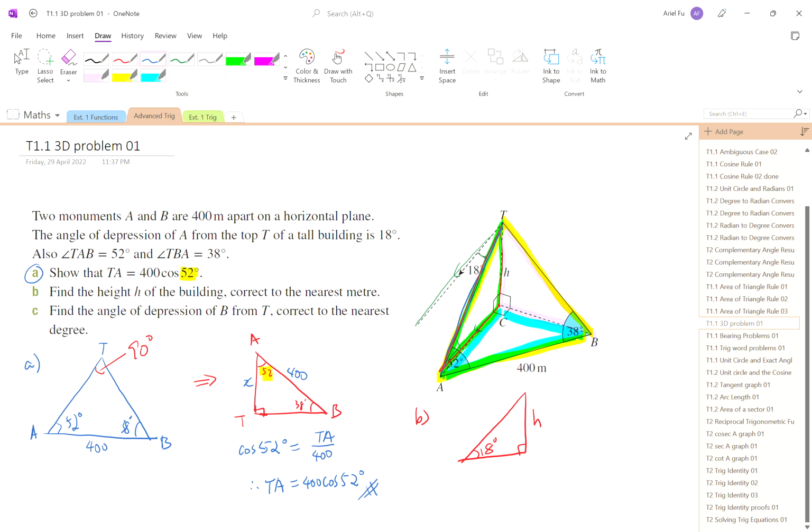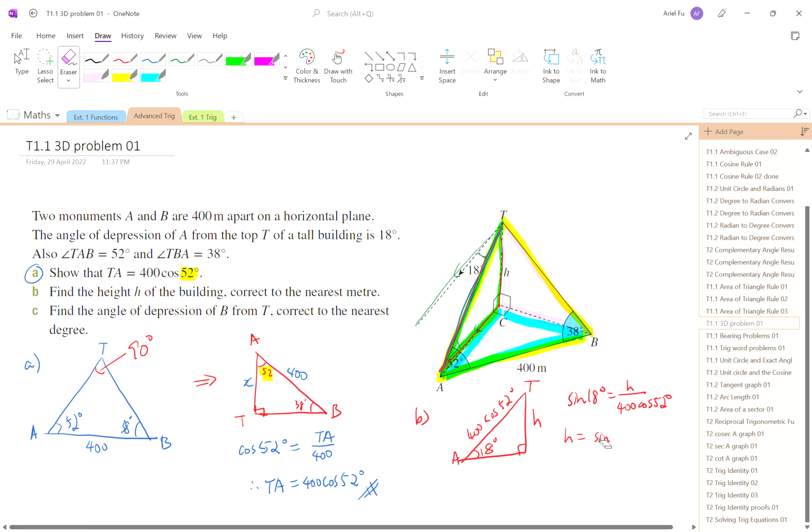and I've already found my TA, which is this part, TA in the previous question, which is 400 cosine 52 degrees. Okay, again, I've got a right angle triangle. What does that mean? That means I can say that sine of 18 degrees is equal to opposite over hypotenuse, 400 cosine of 52 degrees. That means h is equal to, let me just rearrange that, 400 times cosine 52 degrees multiplied by sine of 18 degrees.